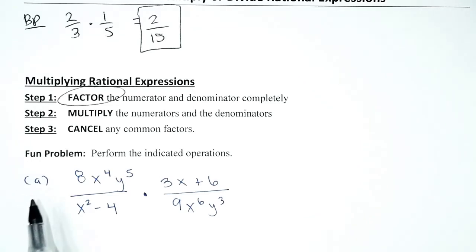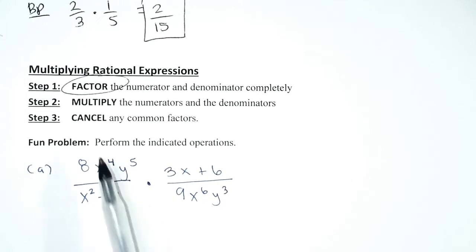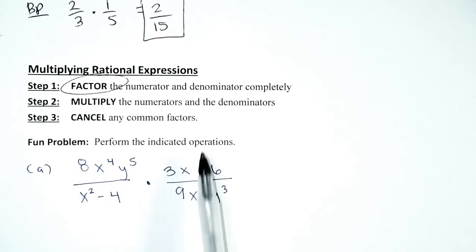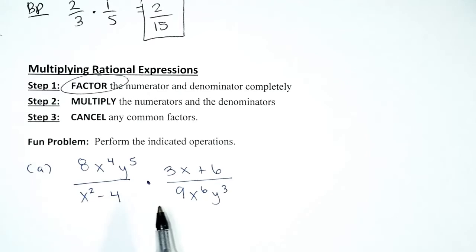So fun problem. The directions read perform the indicated operations. So that's code for do whatever the operation states. If we have a multiplication sign, then I guess we multiply. Similar for addition, subtraction, and division. So let's go ahead, look at each numerator, look at each denominator, and make sure that it's factored.